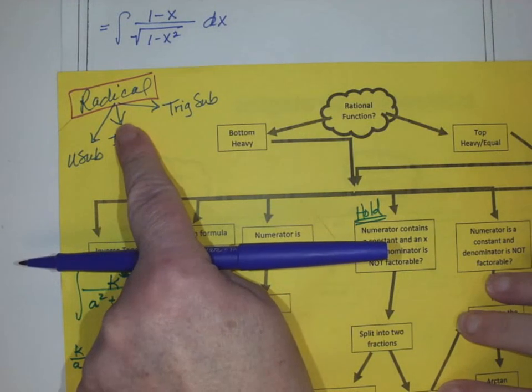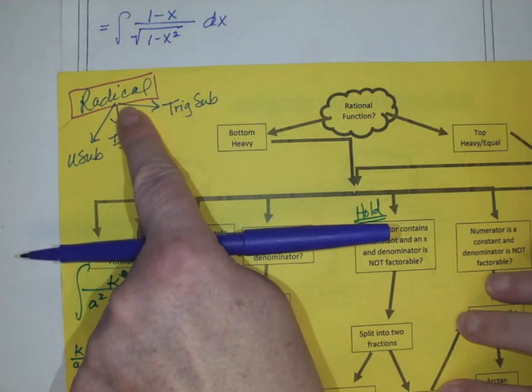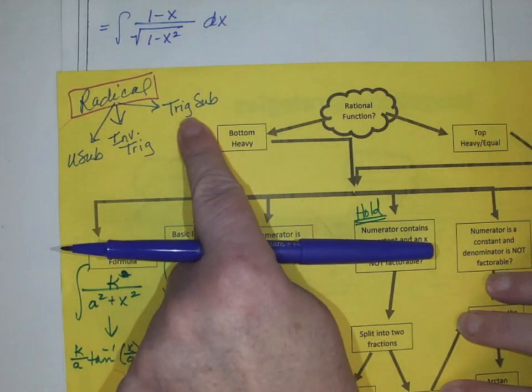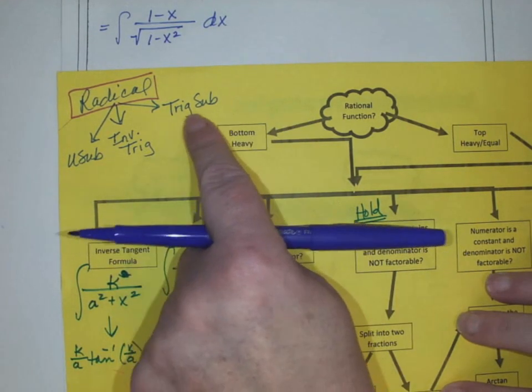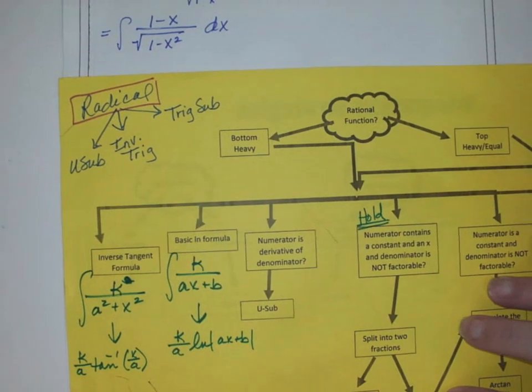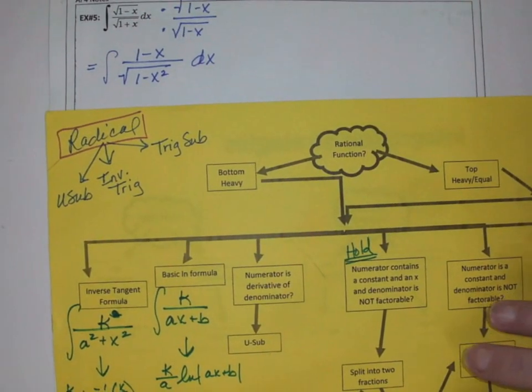If we have a radical in our problem, a square root, then it's either u sub, inverse trig, or trig sub. Okay, now we did trig sub last time. We try and avoid trig sub if we can, but this integral can be done with trig sub, but it can also be done in a different way.